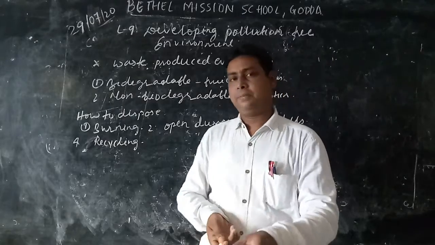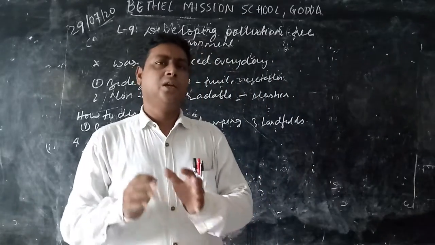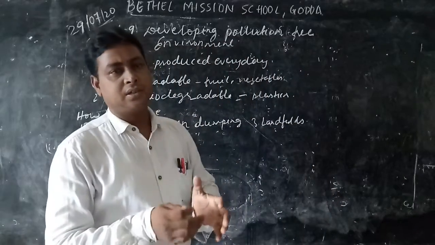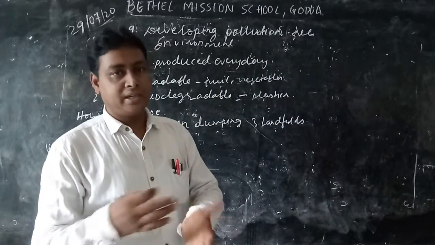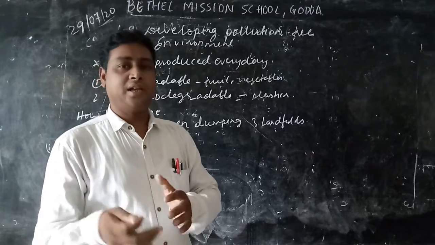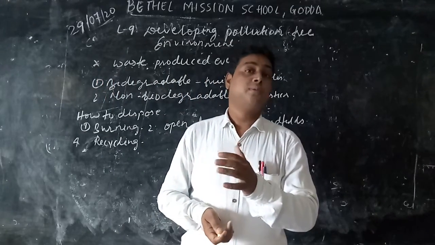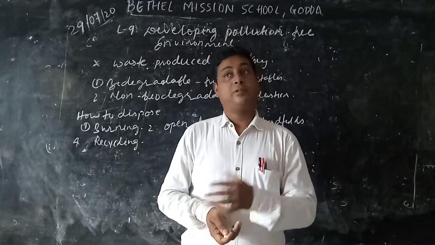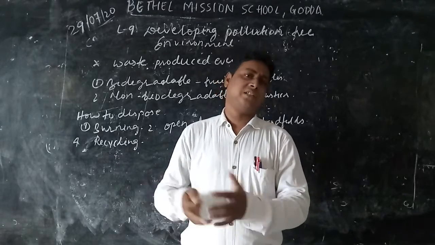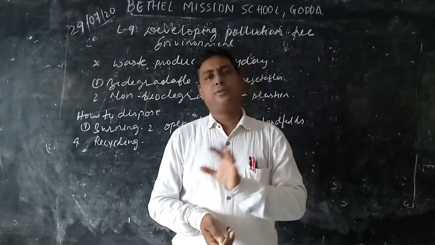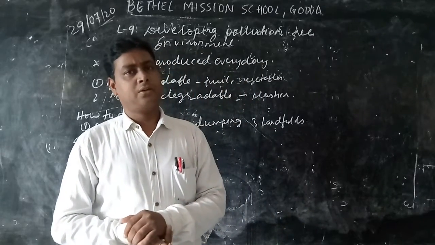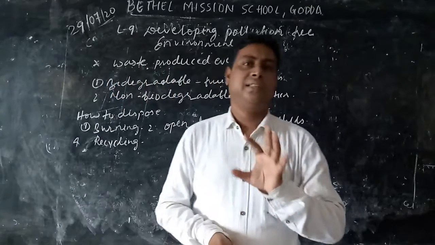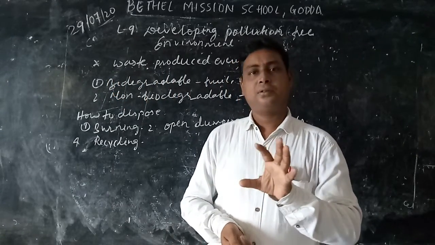So in this case what happens? Every day we produce a huge amount of waste. In our daily life we do many activities, and that's why we produce a huge amount of waste. We produce waste from houses, from factories. There are so many sources that produce a huge amount of waste. Understand? Okay. So dear students, mainly we can say that there are two types of waste.